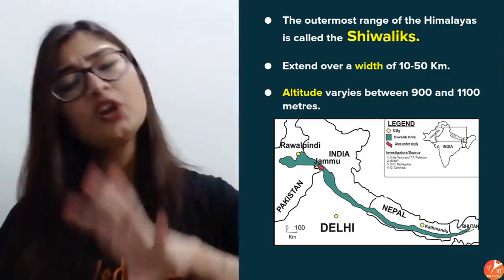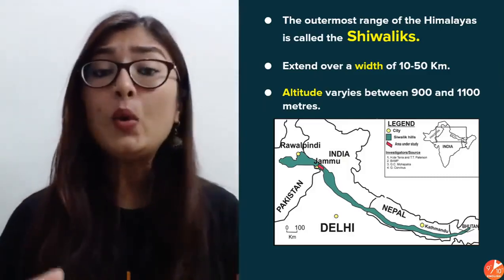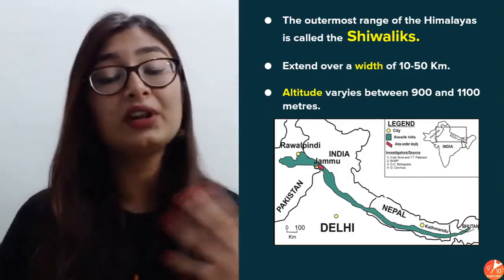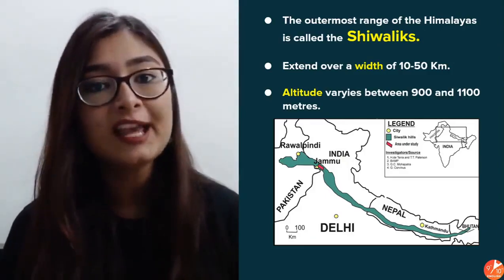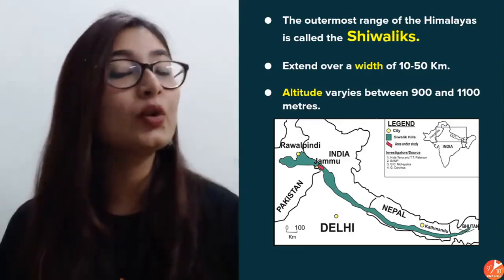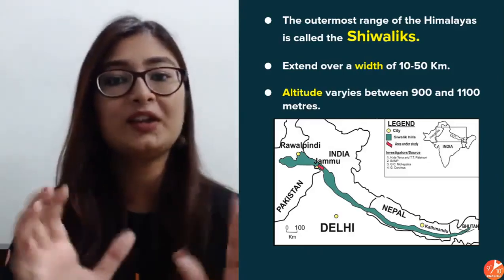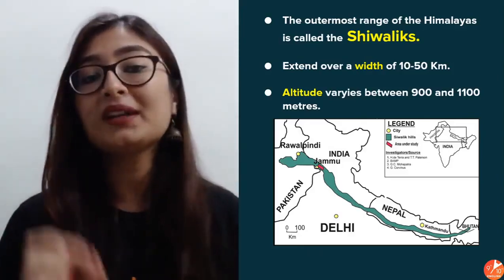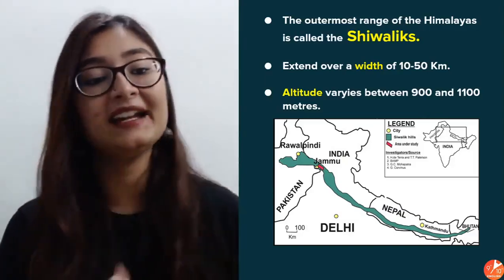Now Shivaliks, guys, is known with different names in different regions. Try to find out what it is known as in Kashmir and Uttarakhand. That's your homework. That's your task. Try to find out what Shivaliks is known as in Kashmir and in Uttarakhand.